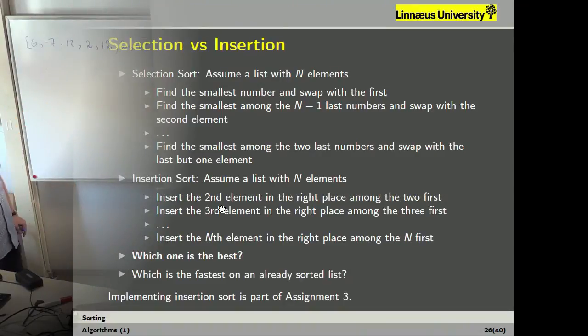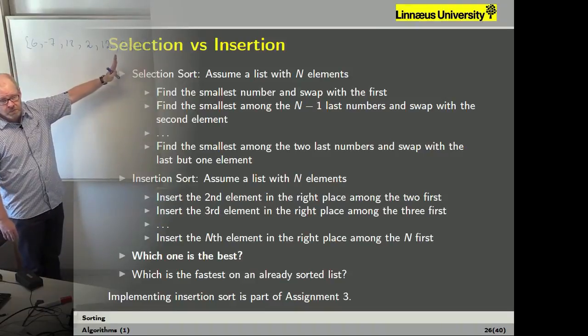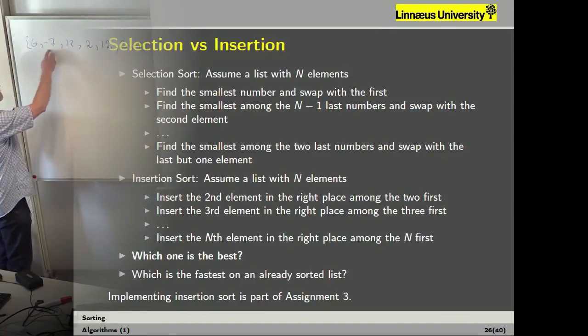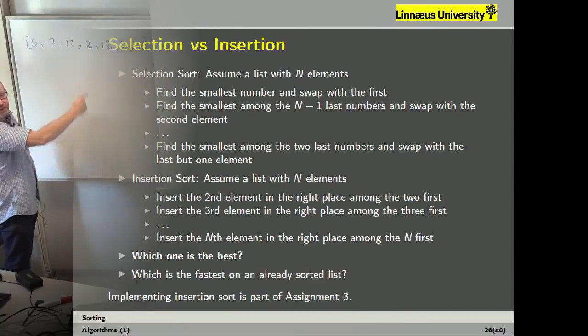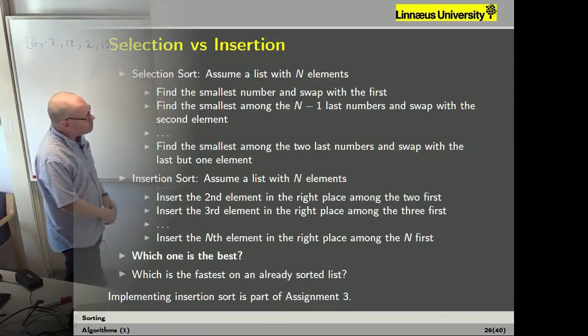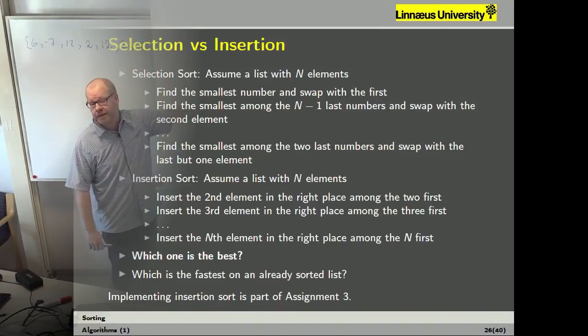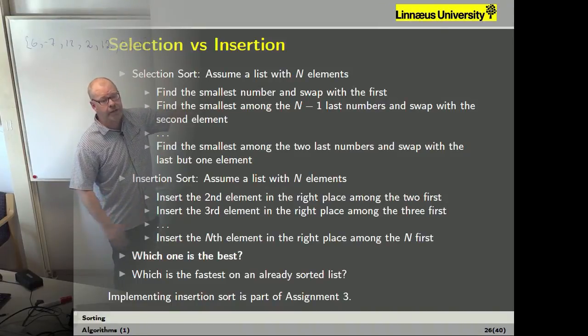Assume this one, and we have an already sorted list. It will immediately see that we cannot swap this one. It will basically just go through the elements once. So for almost sorted lists, this one is slightly faster. But in general, they have the same time complexity.